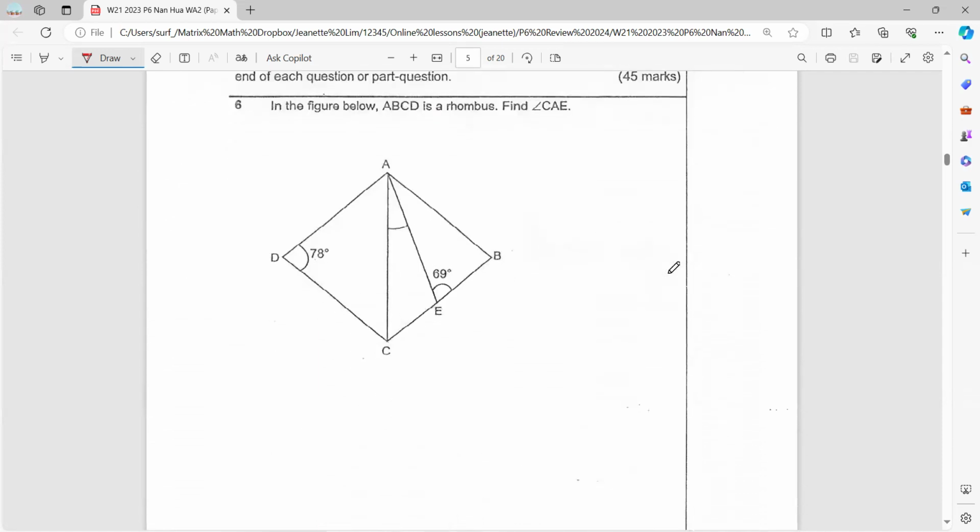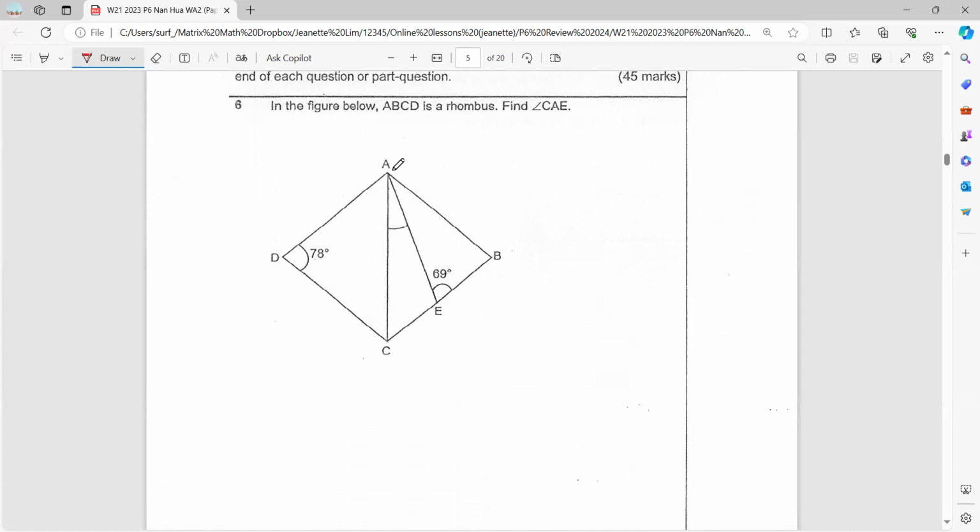Question number 6. In the figure below, ABCD is a rhombus. Find CAE. So whenever they say rhombus, right, you need to think of 2 things. 1, all the sides are the same. 2, there are 2 pairs of parallel lines. Okay, so this information can be very useful. CAE. Okay, this is what we want to find.